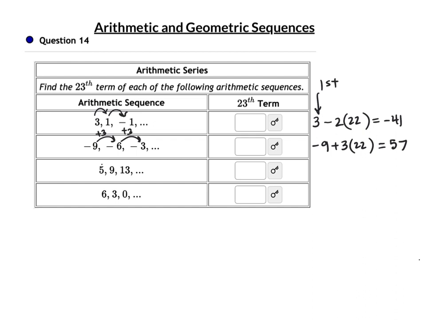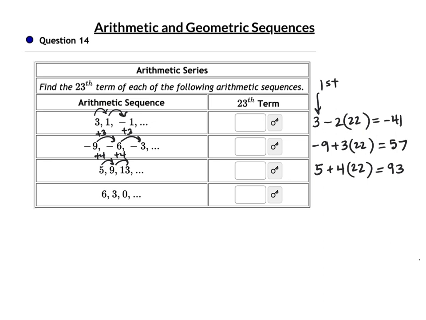For the third one, we're increasing by 4. Add 4 each time. We're starting at 5, the first term. We add 4 each time we move one spot. To get to the 23rd spot from the first, we have to add 4 22 times. That's 88 plus 5, which is 93.